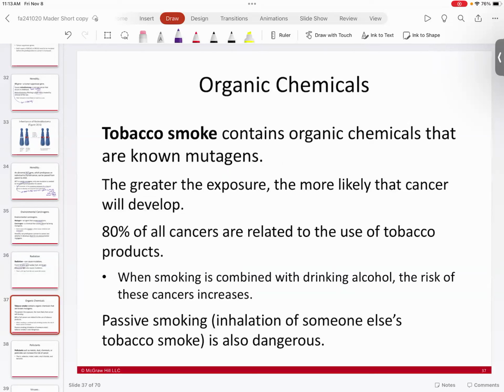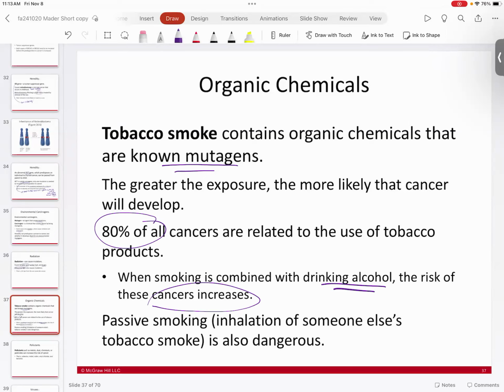Tobacco smoke, right? Basically is the worst thing on the face of the planet. It's got tons of mutagens in it. And it really increases your ability to get cancer. So for instance, a huge chunk of cancers are related to tobacco use. So, if you have smoking and alcohol involved, then you really increase your cancer risk.